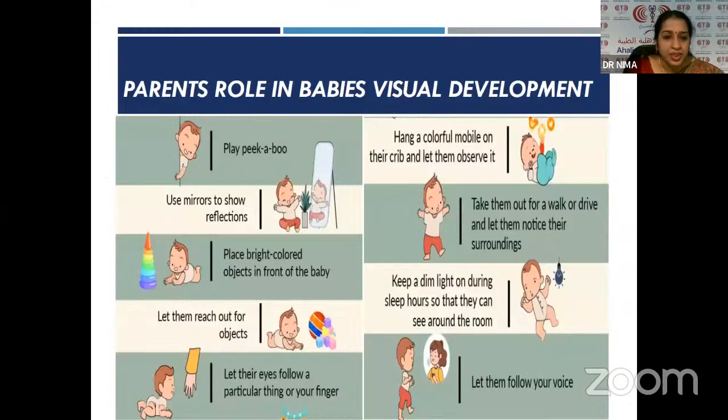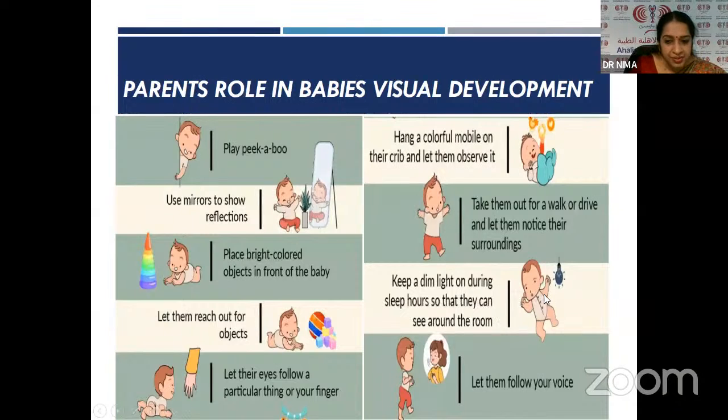So during the vision development, we parents also have a role. We have to do activities that will help in the normal development of the vision. That is, kids enjoy playing peekaboo, then hang some colorful articles in front of the crib and they will look at it. Just use mirrors to show their reflections. Take them out for a walk or a drive and let them notice their surroundings. You can give bright colored objects in front of the baby and encourage them to take it.